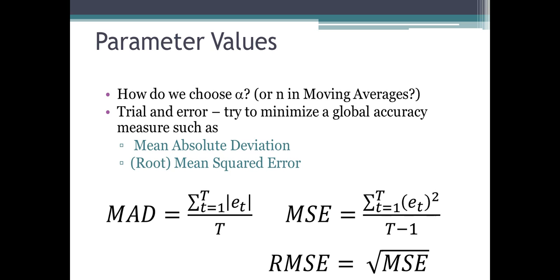What do I mean by best results? How do you typically set n in moving averages or alpha in exponential smoothing? Well, our old friends, the aggregate error measures, mean absolute deviation, root mean squared error, are still going to be our friends. And you're going to be computing these and going with, assuming that your tracking signal is acceptable, the parameter value that minimizes these aggregate error measures.